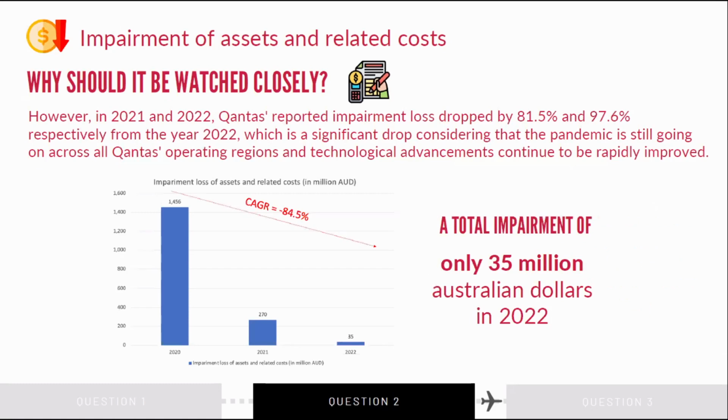However, in 2021 and 2022, Qantas reported impairment of assets dropped by 81% and 97% respectively from the year 2020, which is a significant drop considering the pandemic is still going on across all Qantas operating regions and technological advancement continues to rapidly improve. And these are the reasons why the way that airline companies record their impairment of assets should be closely watched by both analysts and accountants.